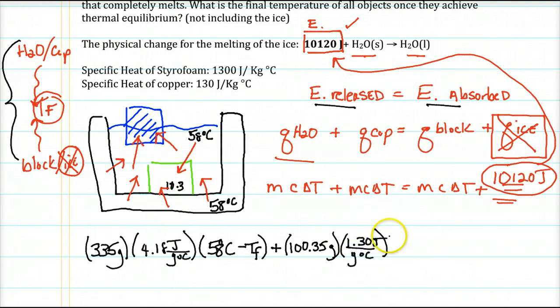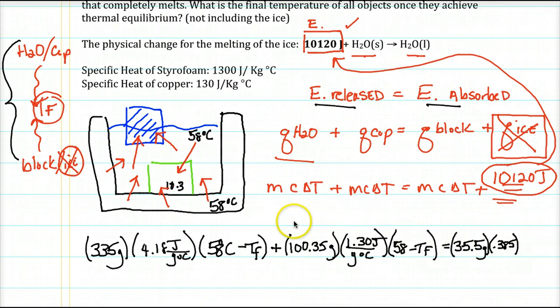Remember, you've got to convert that. I've shown you how to do that in other tutorials. And same idea here, it's going to be 58 minus TF, okay, and that's equal to the Q of the block. Okay, so Q of the block is mass of the block, which I get to be 35.5 grams. Specific heat converted is 0.385. I'll leave out the units because I'm running out of space.